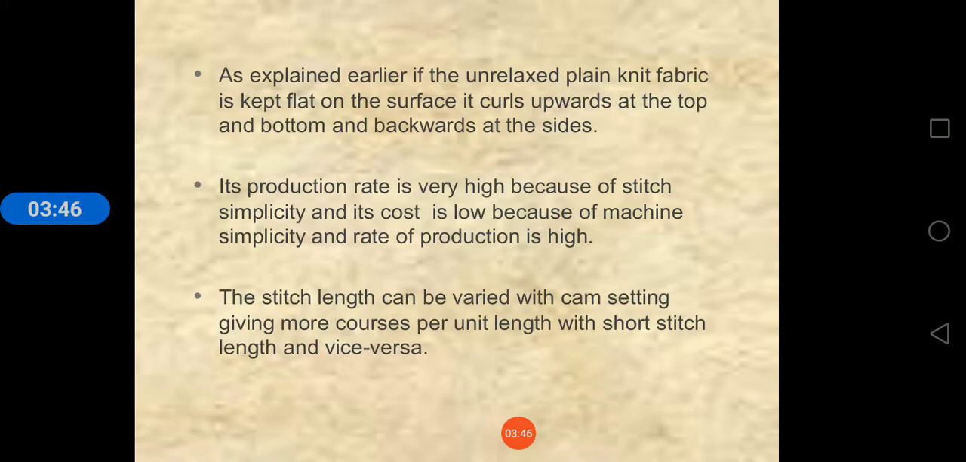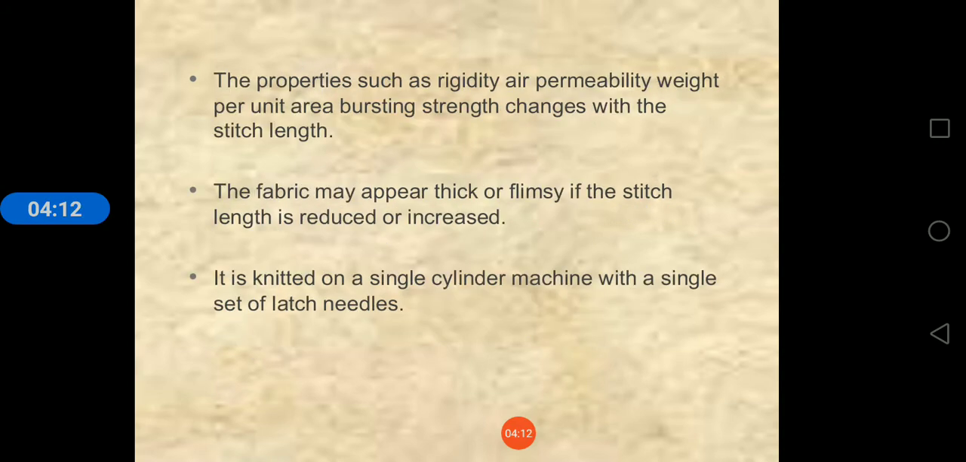As explained earlier, unrelaxed knit fabric kept flat curls upwards at the top and bottom. Why? Because interlock and purl structures are very difficult to use in unrelaxed knit structures. Its production rate is very high, the cost is low because of stitch simplicity. The stitch length can be varied from the cam settings, giving more courses per unit length with short stitch length and vice versa.